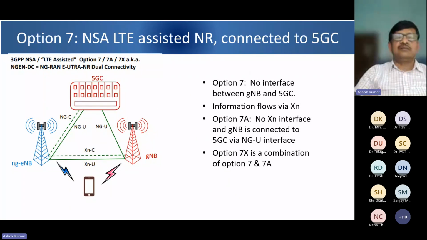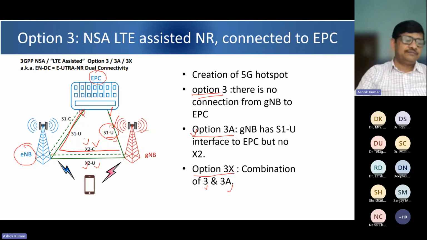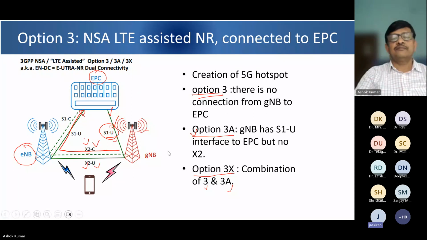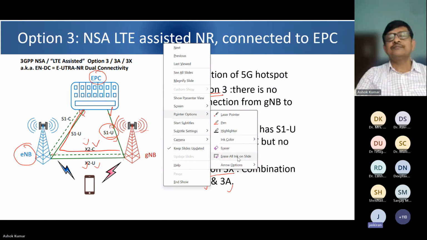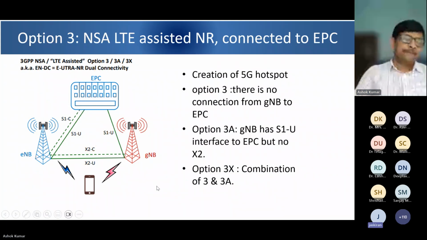And then option, yeah, any question? Yeah. In which case do option 3, option 3A and option 3X happen? Yeah, what's your question? Can you repeat? In which case does option 3A happen, meaning there is no connectivity? Okay.